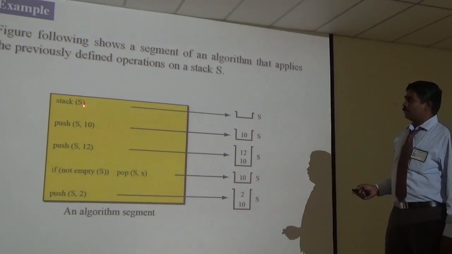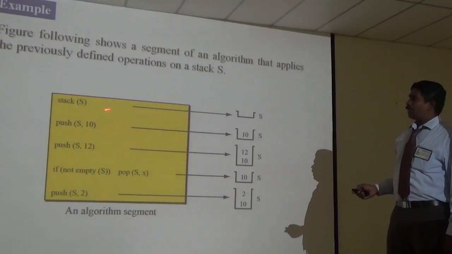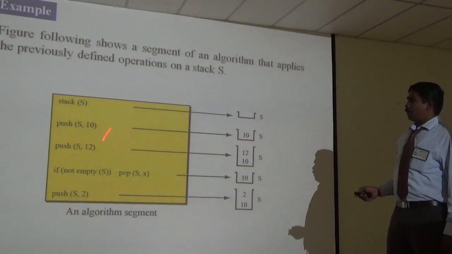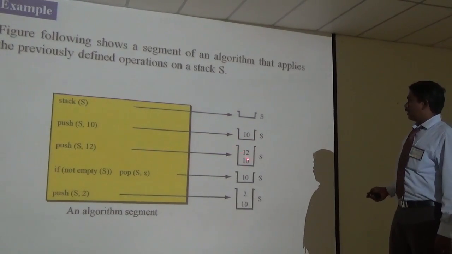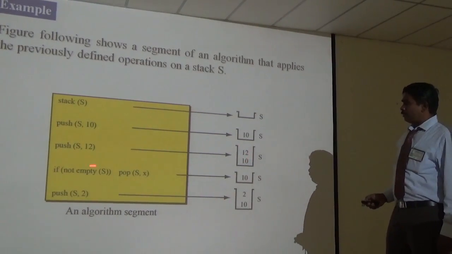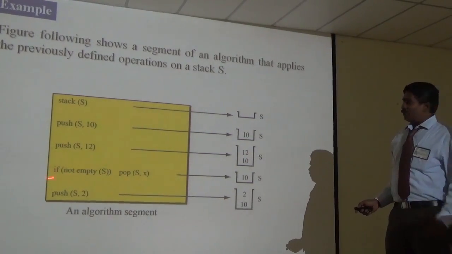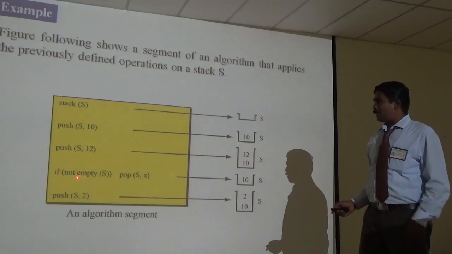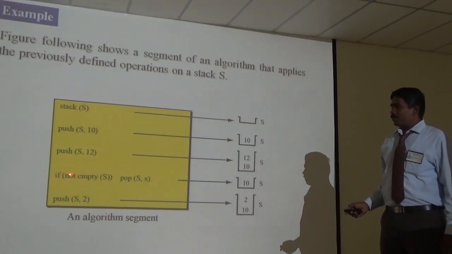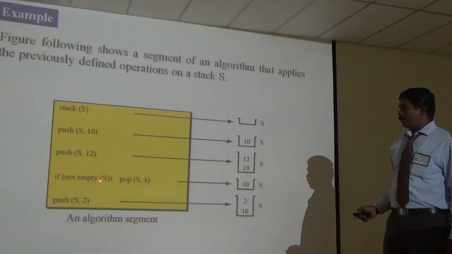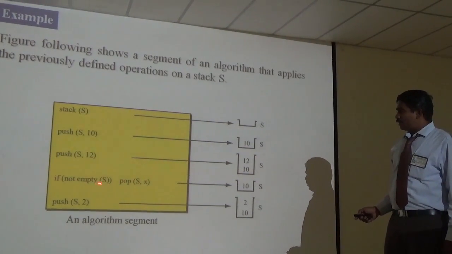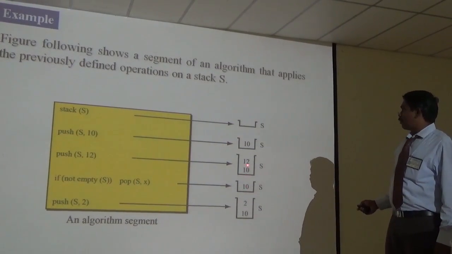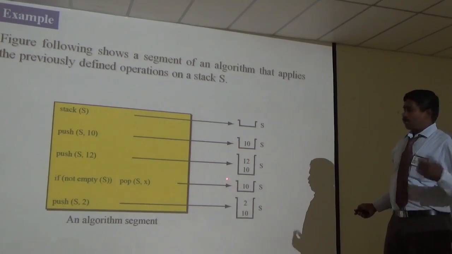First we create an empty stack named S, then add the element 10 into the stack S. Then one more element, 12, is added, so the stack consists of 2 elements, 10 and 12. Before removing an element from the stack, we check whether the stack is empty. That is one of the operations. If it is not empty, then we pop, and after popping, the topmost element is removed.